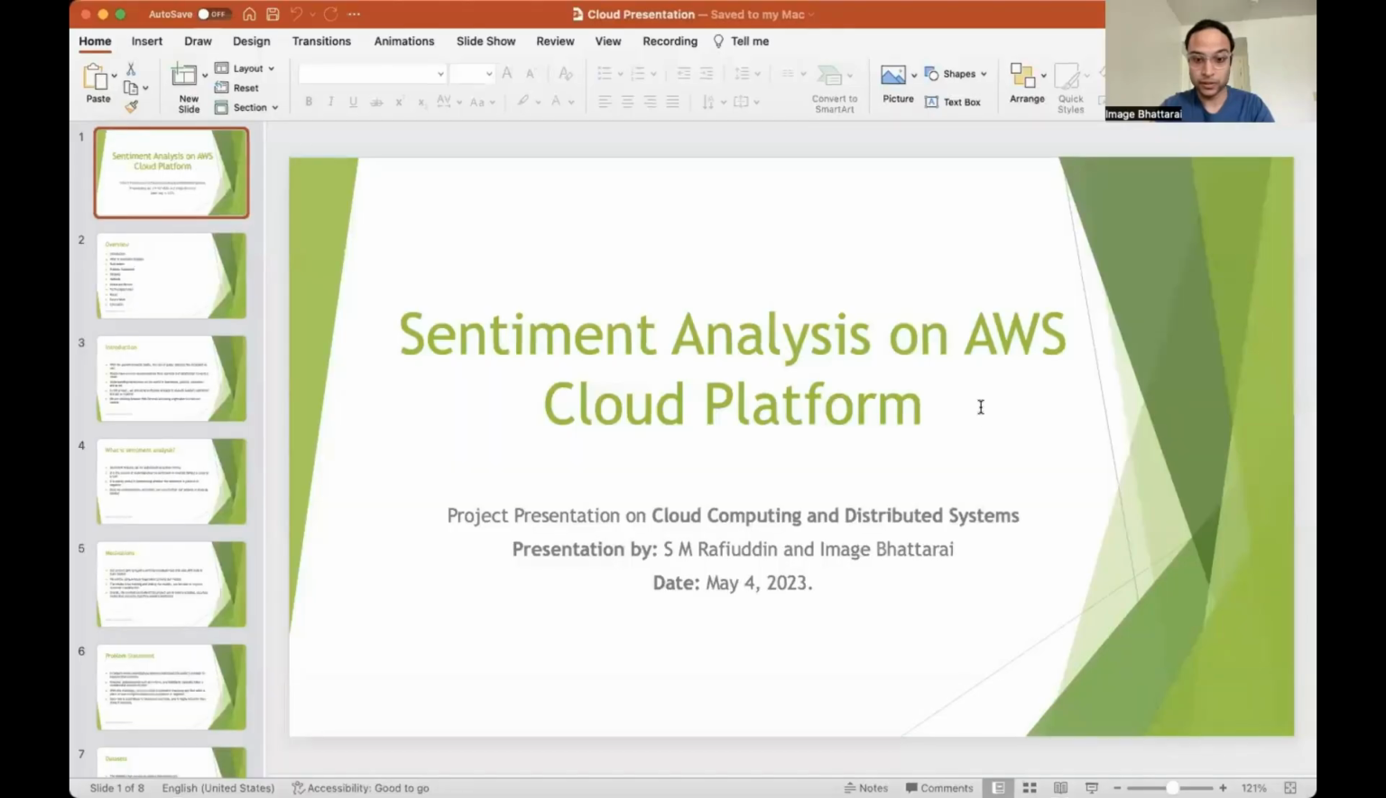Our project topic is sentiment analysis using AWS. So let me start by sharing my screen here. So my screen should be visible. As I said, our topic is sentiment analysis on AWS cloud platforms. So let's start with the overview.